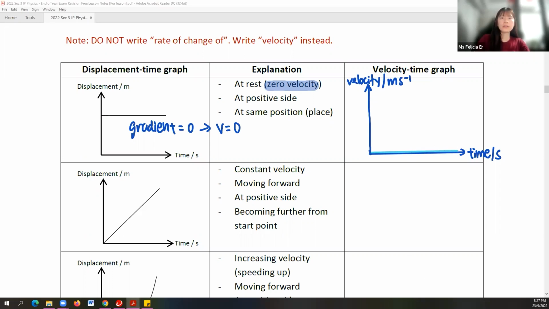Okay, so then moving on to the second one. From the second one onwards, I think I'll shortcut a little bit for the axis. If not, I cannot finish drawing all the graph. Okay, so for the next one over here, let's interpret the graph again using the gradient.